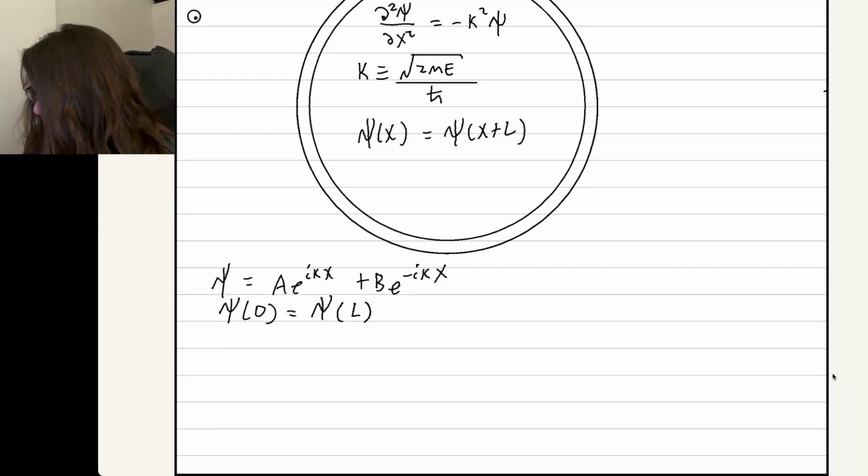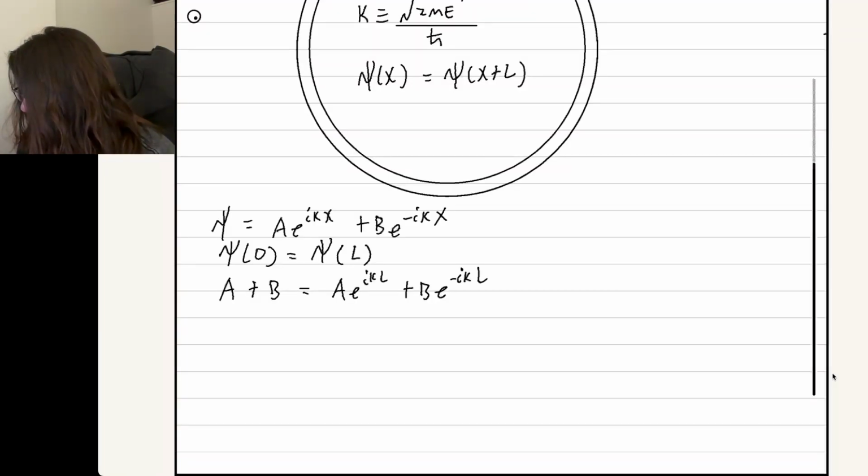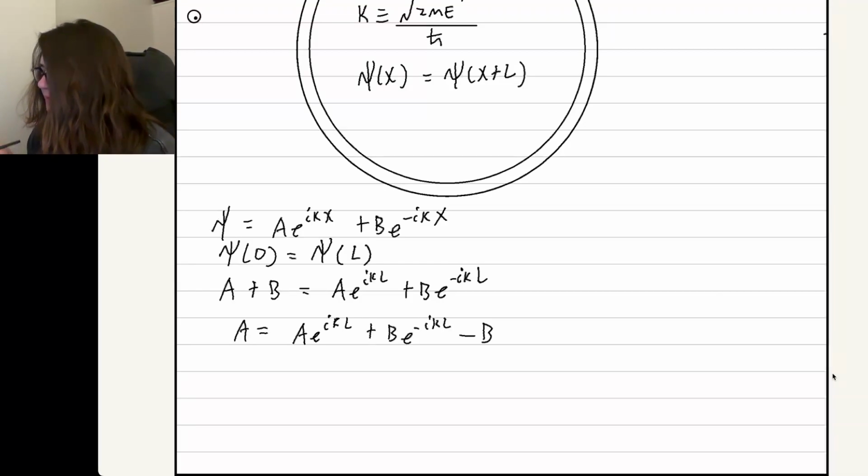So that's going to be, on the left-hand side, a plus b equals a e to the ikL plus b e to the minus ikL. And then we can solve this for a, and it's a equals a e to the ikL plus b e to the minus ikL minus b, right?